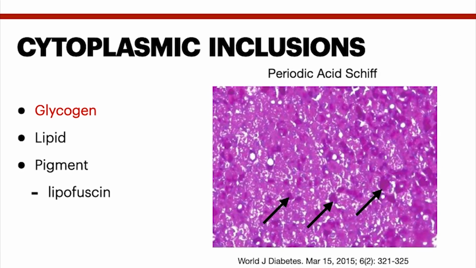Glycogen is a storage form of glucose which is metabolized by cells to produce ATP, needed for cellular energy. When glucose levels are high, it is taken up and stored by the cells in the form of glycogen. Glycogen granules can only be visualized by using a special stain such as periodic acid Schiff, and show a magenta-like structure in the cytoplasm of the cells.